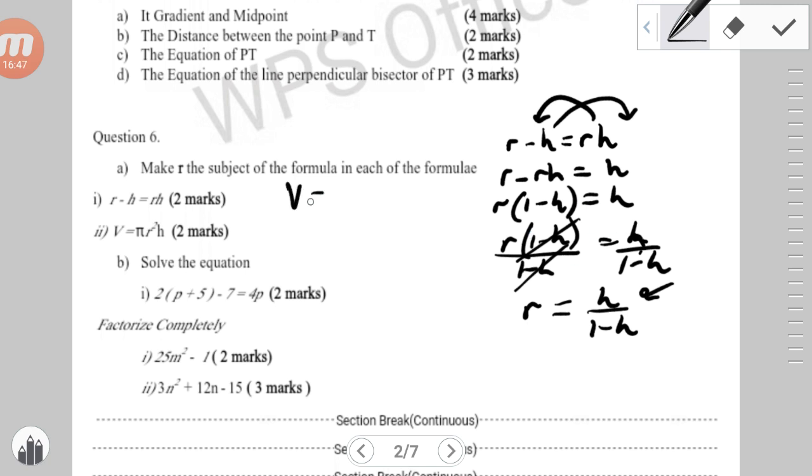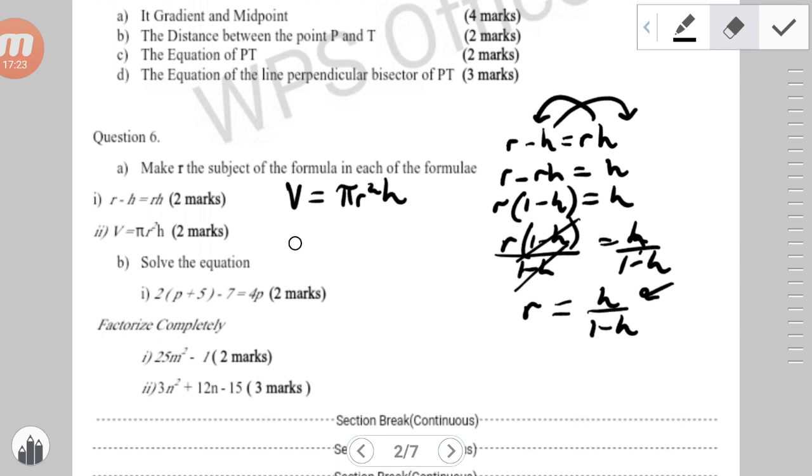Let's look at another one here. V is equal to pi R squared H. Most of you would be familiar with this formula, which is the volume of a cylindrical prism, the prism that looks like this. We're going to transpose that formula to make R the subject, where R is the radius of the cross section of the cylindrical prism. We're not using the formula, we're just rearranging it to make R the subject.